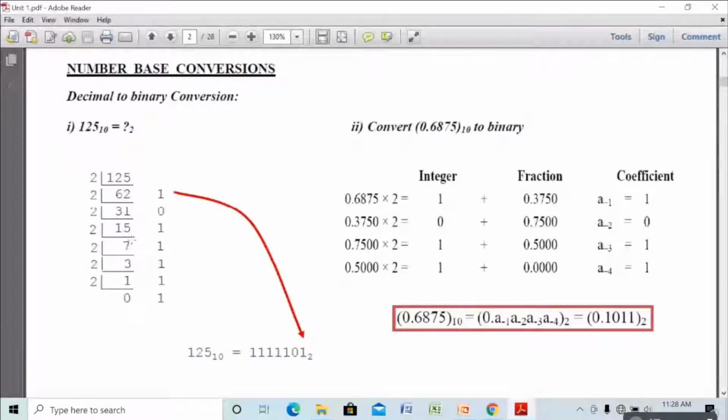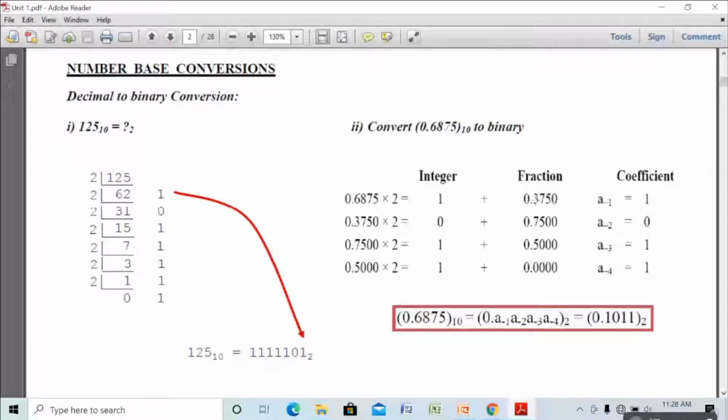Then we will discuss how to convert a fractional number in decimal to binary. Its procedure is different. In the integer part, we have the division method, but for the fraction, we have to do multiplication. So 0.6875 is a number in decimal. We have to convert it to binary. So multiply it by 2. So we are getting the value as 1.3750.